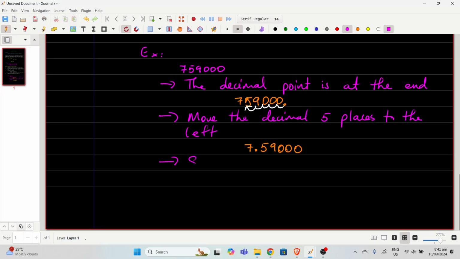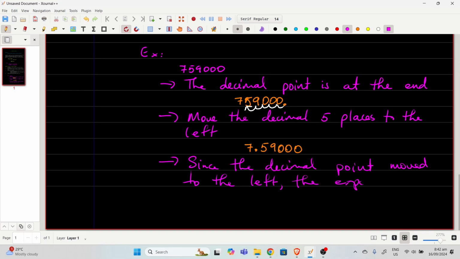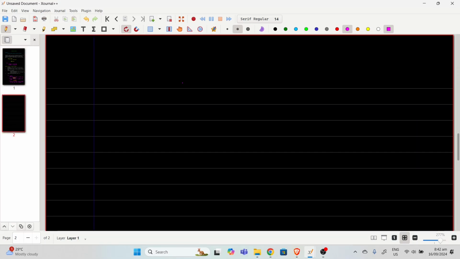Now, since we moved it to the left, the exponent is supposed to be positive, right? So since the decimal point moved to the left, the exponent is, as we have on the page, positive. All right, and since the exponent is positive, we're going to have a positive 5 as the exponent.